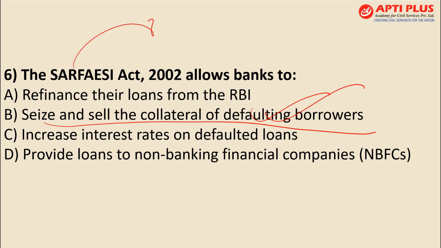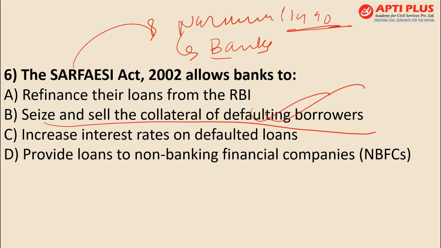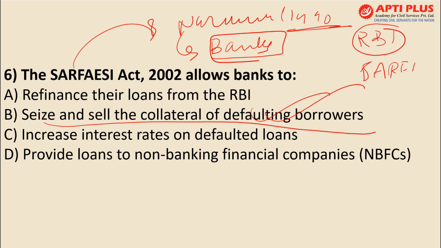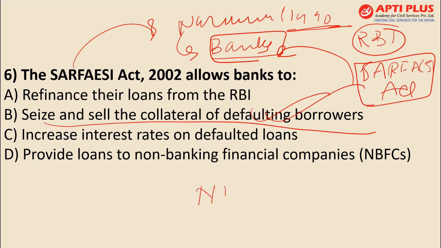So when does this SARFAESI Act come? A committee was formed, the Narasimham Committee, in the 1990s, that asked for the banks to be strengthened and given power, and this has been done by RBI, and a new act was brought in by the government, that is the SARFAESI Act. As a result, banks were given more power in order to recover those loans that have become NPA, that is non performing asset.